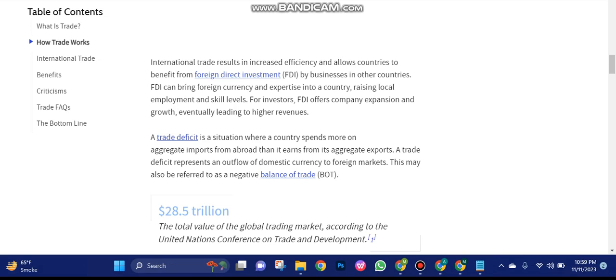A trade deficit is a situation where a country spends more on aggregate imports from abroad than it earns from its aggregate exports. A trade deficit represents an outflow of domestic currency to foreign markets. This may also be referred to as a negative balance of trade.